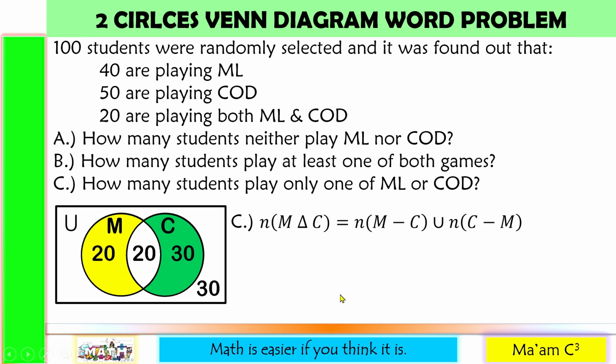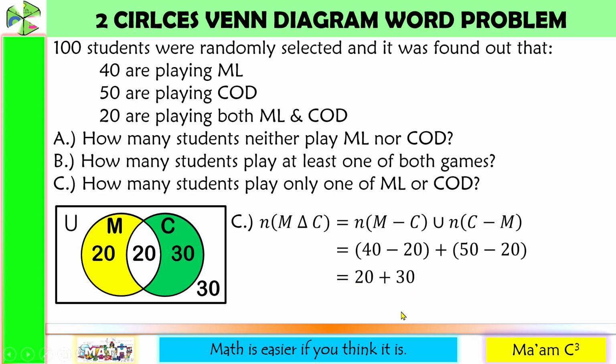So let's do it. So that would be 40, that is the cardinality of M, subtracting the common elements with C, minus 20. Union means plus the cardinality of C minus M. So we're going to subtract the elements of M from the elements of C. So that would be 50 minus the common elements from set M. So 50 minus 20. 40 minus 20 is 20, plus 50 minus 20 is 30, and 20 plus 30 is equal to 50. And we are correct.